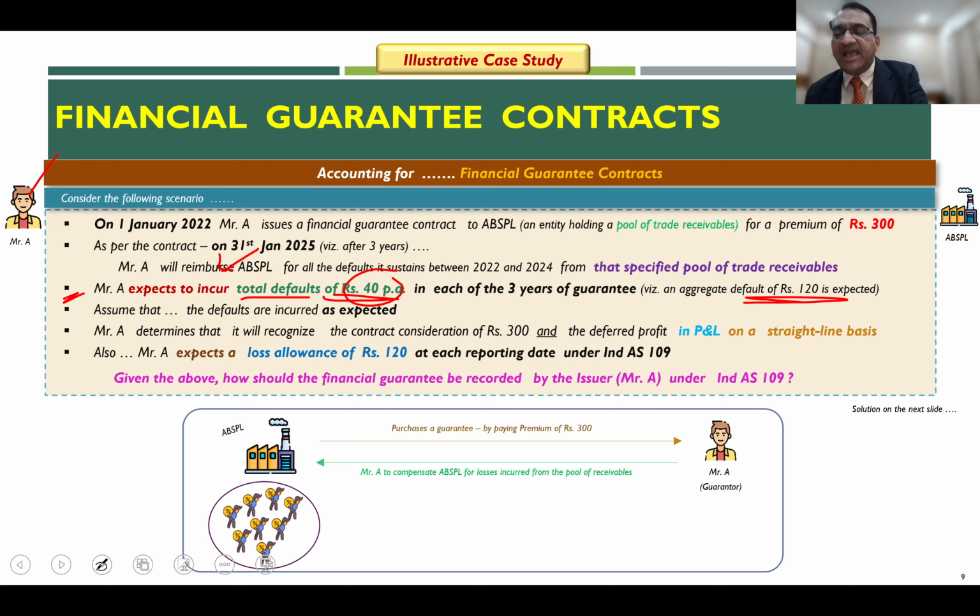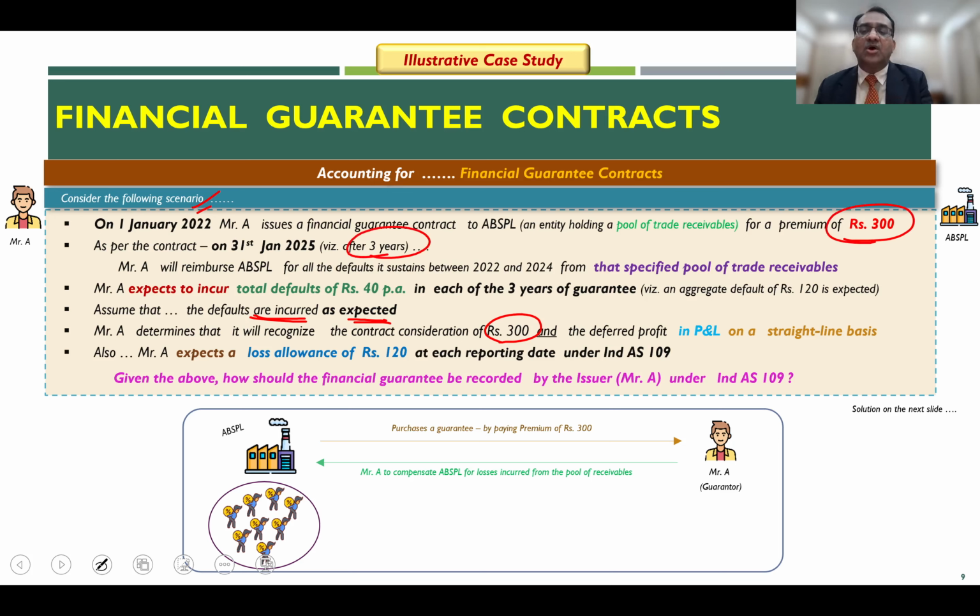Now assume that this estimate was the expectation. For the time being, assume that this expectation turned out to be correct. So assume that defaults are incurred as per the expectation. And Mr. A determines that it will recognize the consideration, that this guarantee was taken for a consideration of 300 for a 3-year period. So Mr. A has determined in this case that this 300 rupees they will account for on a straight line basis, as I indicated in the previous slides as well.